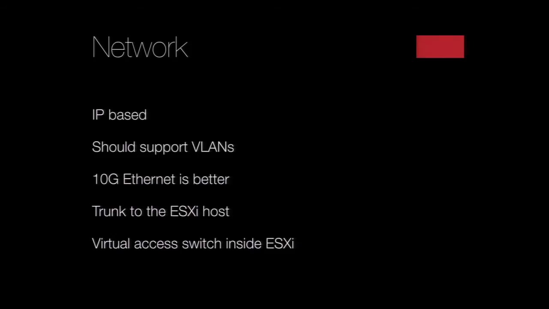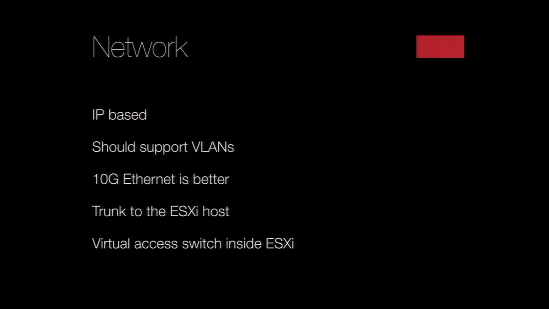Regarding the network side, you will need an IP-based network. VLAN is better, but it's not mandatory. The same goes for 10 gigabit. Don't forget that for one physical server, you will have multiple virtual ones inside. So if you only have 1 or 2 gigabits available, this will be shared by all the VMs inside. That's why 10 gigabit or even more is better on this topic.